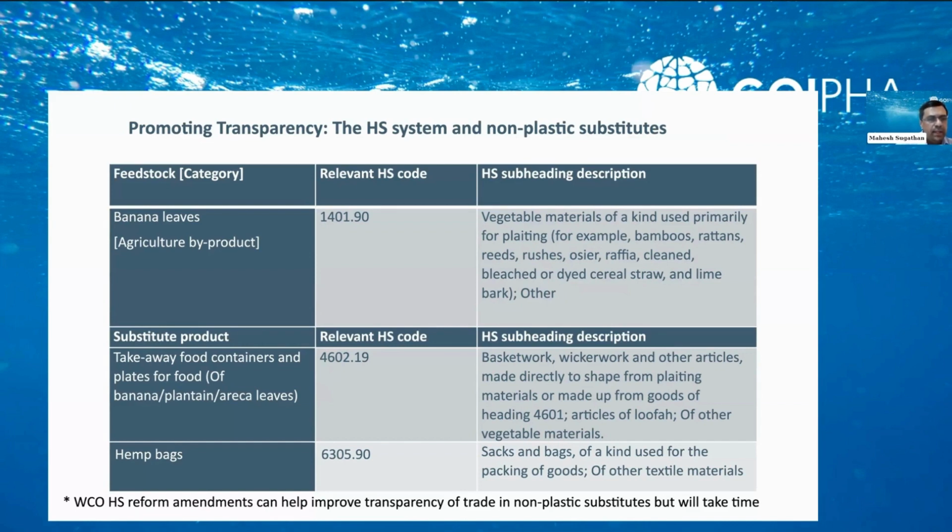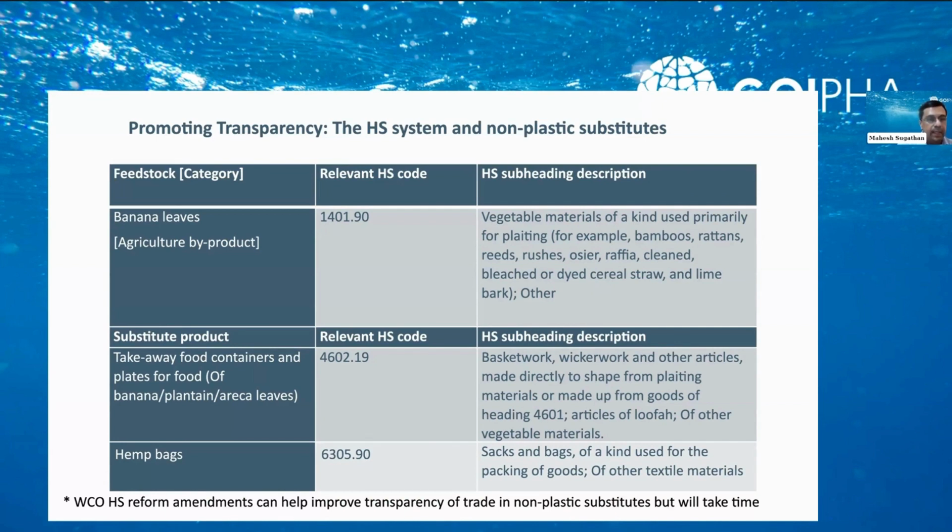Now, if you look at some examples, so if you have, say, containers which are made from banana leaves or areca leaves, there is no specific HS 6-digit code that pertains to some of these products. The closest match would be a subdigit HS code, which includes a broad range of products. So, for example, the banana leaves containers could be classified under HS 1401.90, which is other vegetable materials of a kind primarily used for plaiting. For example, bamboos, rattans, reeds, rushes, raffia, etc. So you see there's this big broad subheading.